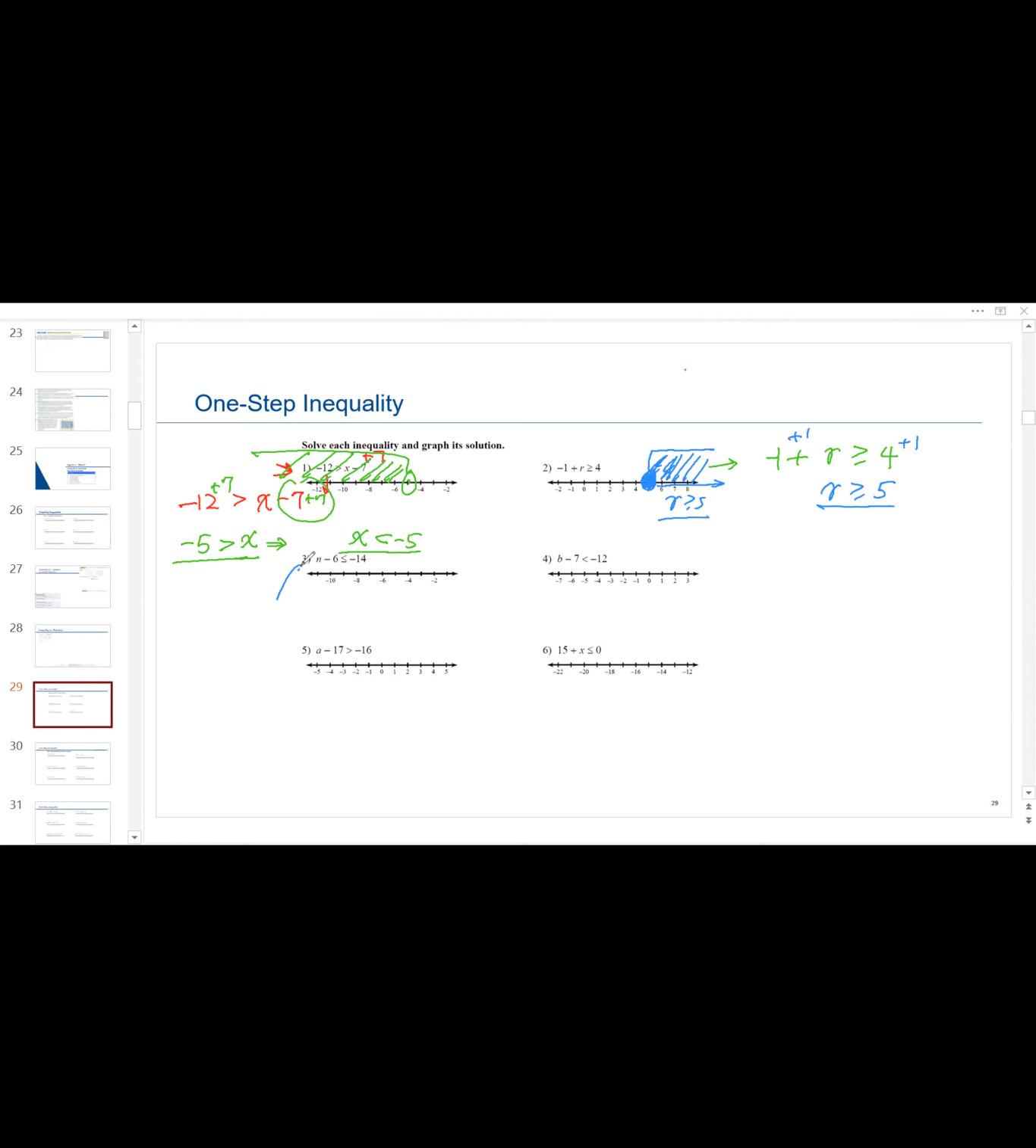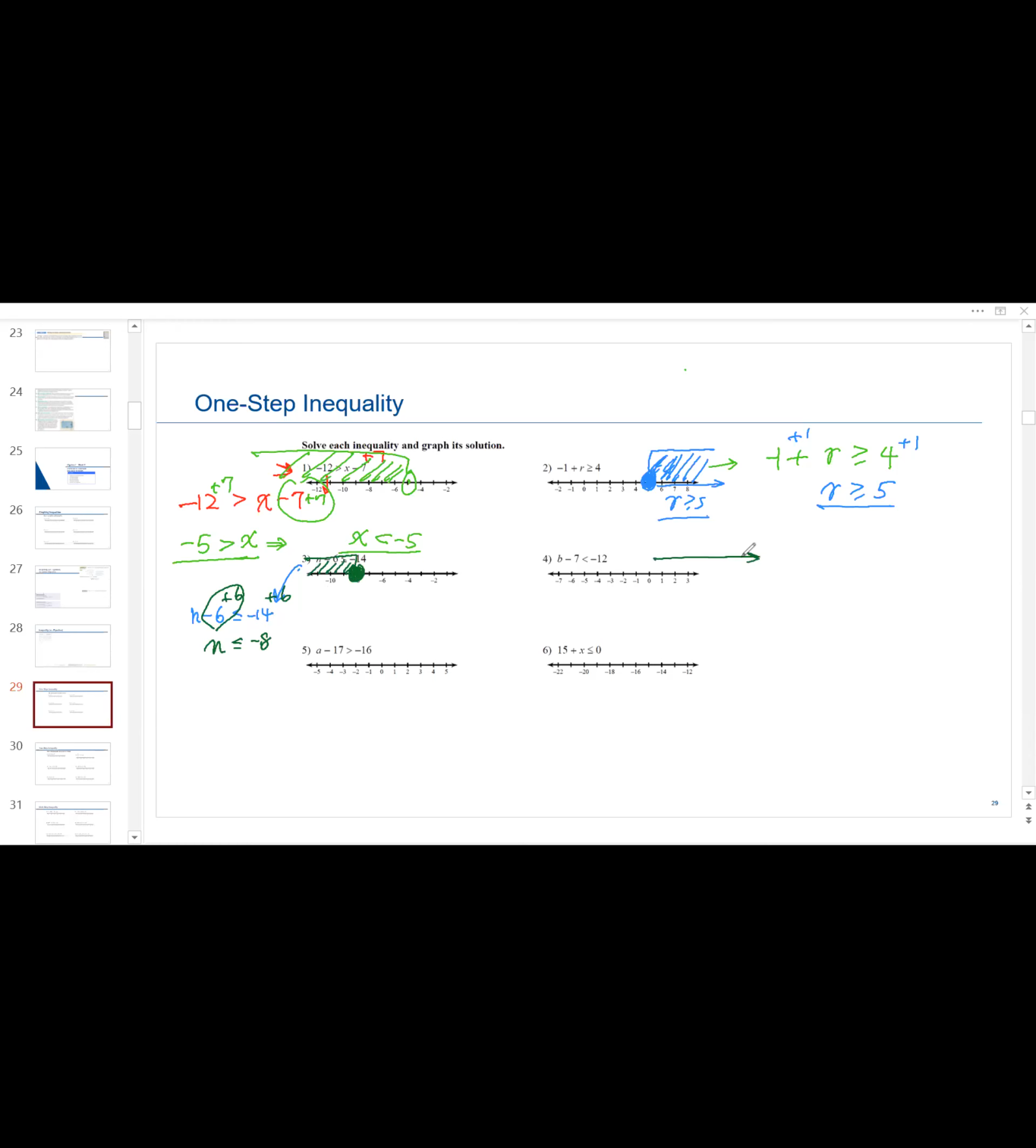All right, let's see number 3. n minus 6 less than negative 14. All right, so both sides plus 6. Plus 6, so we make this become 0. So the left part is n, the right part is negative 8, right? So find negative 8 first. And n less than is this part, including this part. So make it filled. So this is this area.